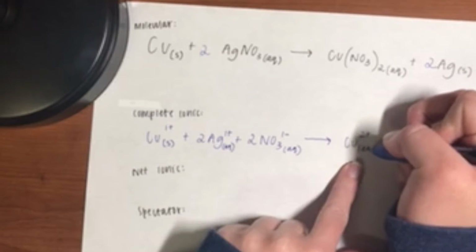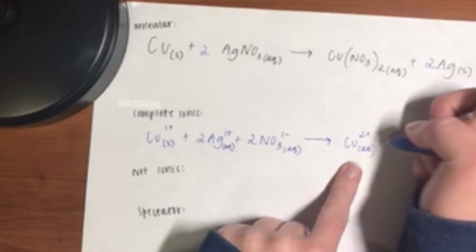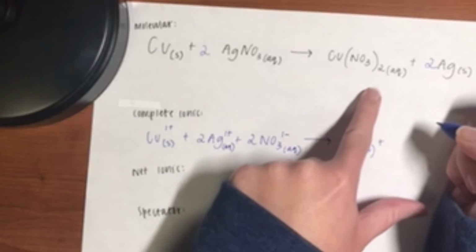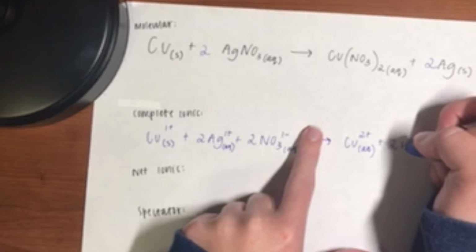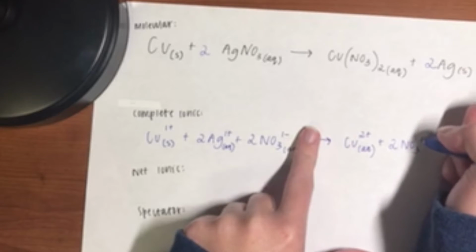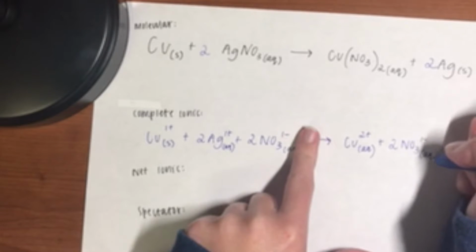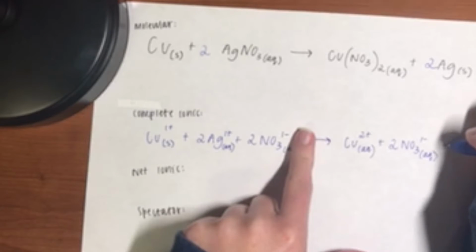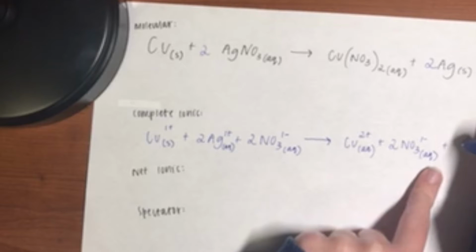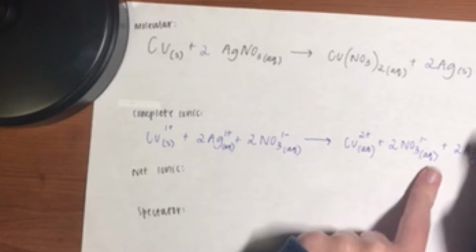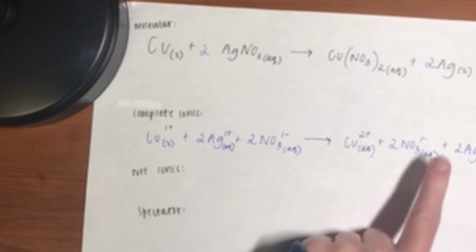It is aqueous. We also have nitrate, and since there are 2 here, its coefficient will be 2 NO3 1 minus. It's also aqueous. Now for silver, since it is a solid, we will just write it as it is because it is broken down as small as it can be, and it has a 1 plus charge.